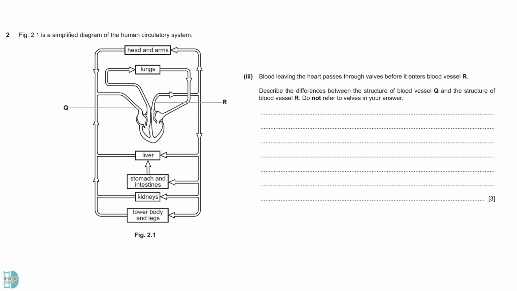3. You need to describe the differences between the structure of blood vessel Q and the structure of blood vessel R. But in your answer, you should not refer to valves. Since they are the vena cava and aorta, the largest vein and artery in our body, what you have to do is to state the differences between these two types of blood vessels.